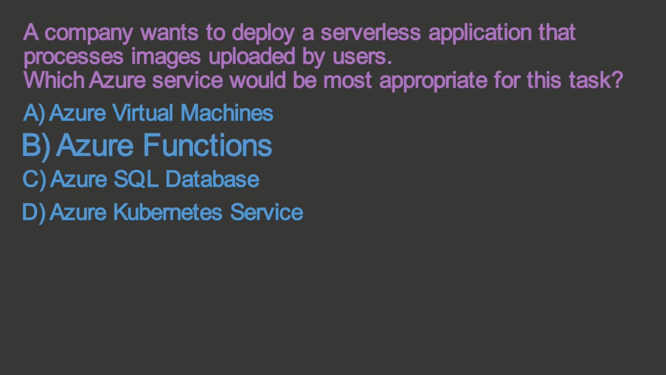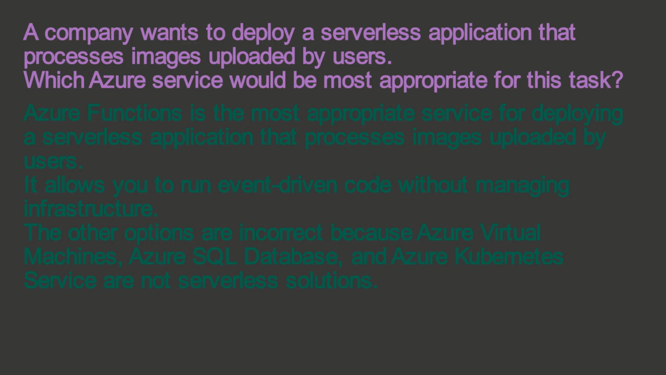The correct answer is B. Azure Functions. Azure Functions is the most appropriate service for deploying a serverless application that processes images uploaded by users. It allows you to run event-driven code without managing infrastructure. The other options are incorrect because Azure Virtual Machines, Azure SQL Database, and Azure Kubernetes Service are not serverless solutions.